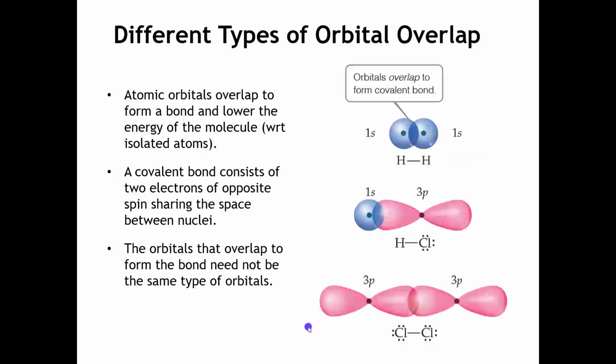It turns out that we can overlap various kinds of orbitals. They don't even have to be the same. In a molecule of hydrogen chloride, we are going to overlap a 3p orbital on chlorine, which we just saw has 1 electron, and the 1s orbital on hydrogen, which has 1 electron. And once again, we're going to get an attractive interaction that leads to a covalent bond. And there's going to be 2 electrons that populate that bond.